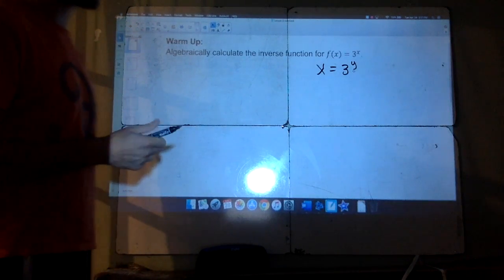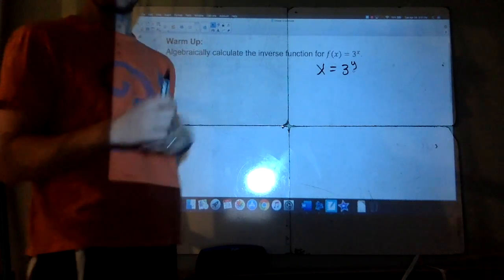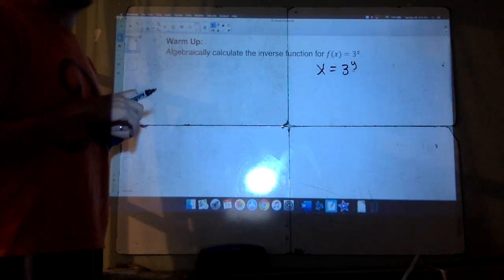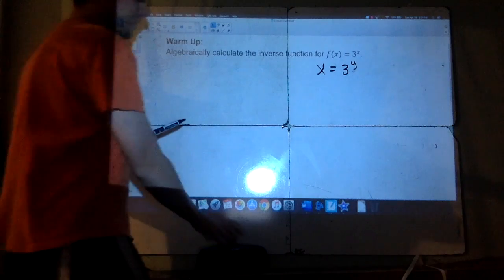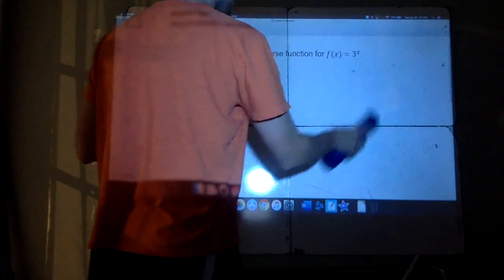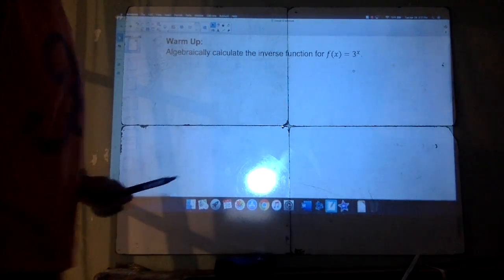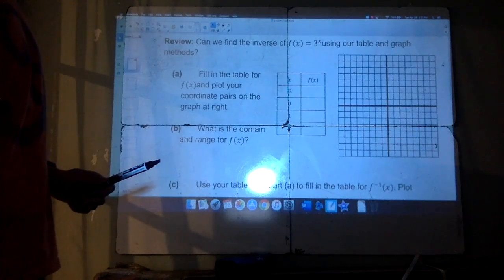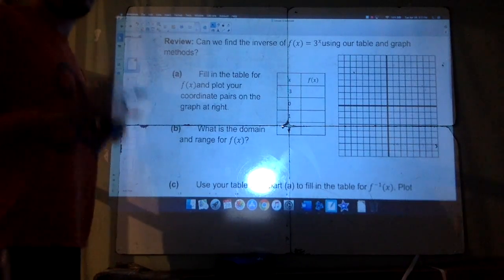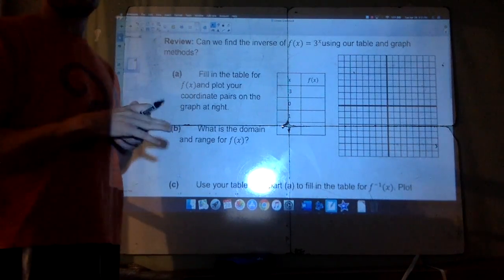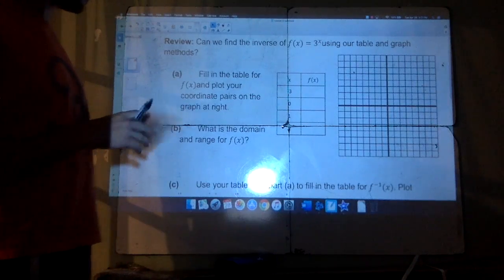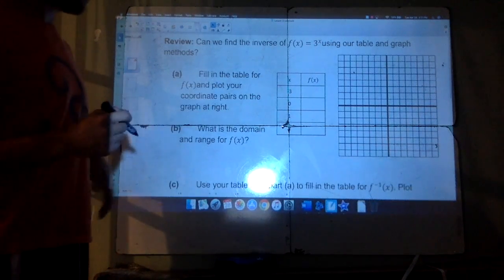So today we're going to explore a strategy on how we can calculate that inverse. What can we do mathematically? So we're going to start by just looking at that 3 to the x. And we're going to first find the inverse just using a table and a graph. So the first thing we're going to do is fill in the table for f of x.